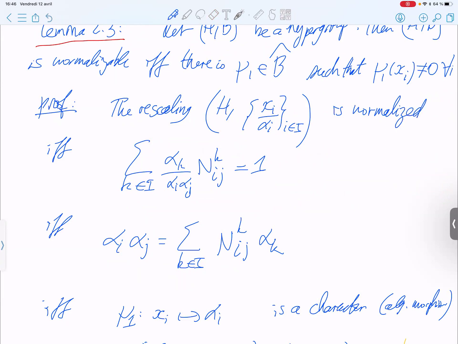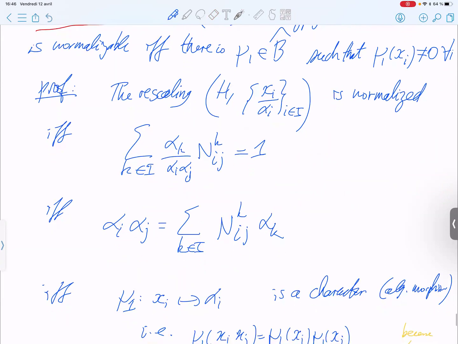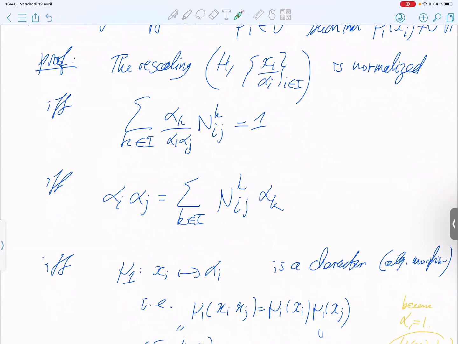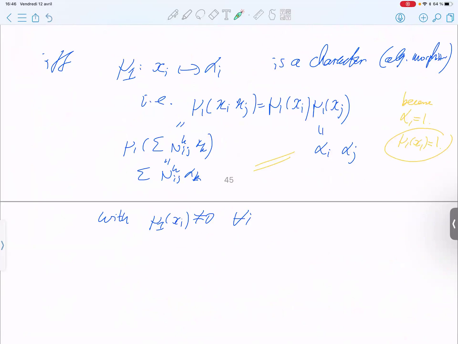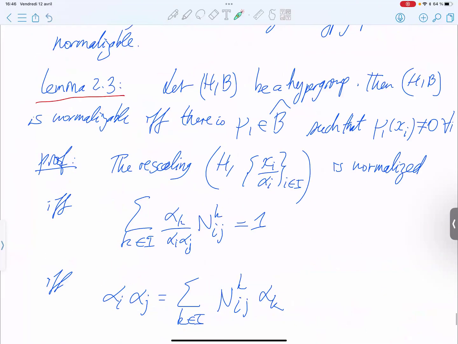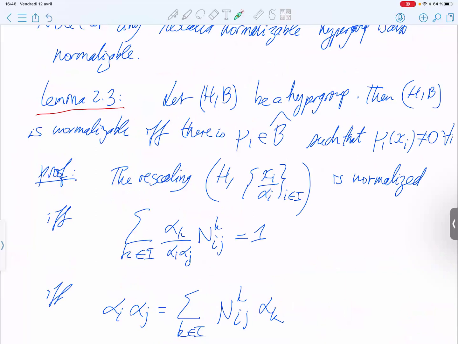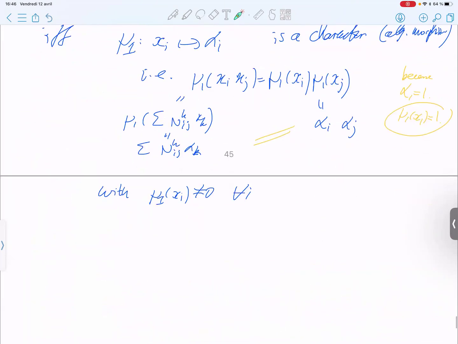Okay. And the other way, you just did that. So it's okay. So we proved this lemma. We proved that a hypergroup is normalizable if and only if it admits a character which is non-zero everywhere on the basis.